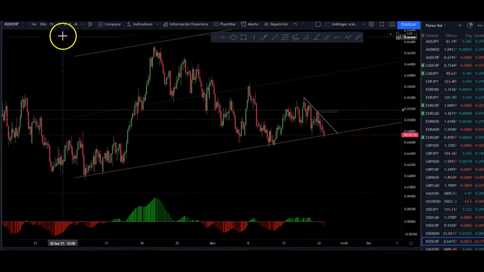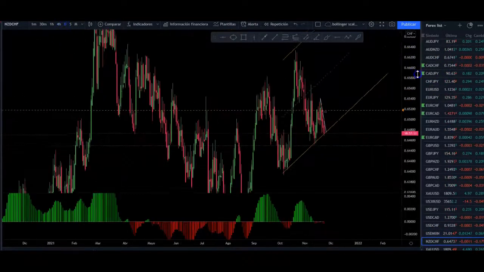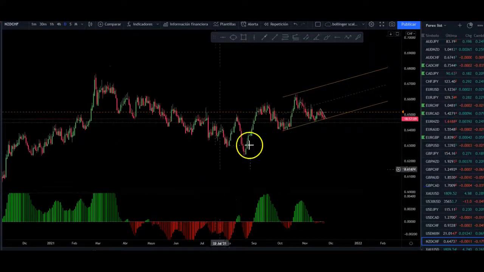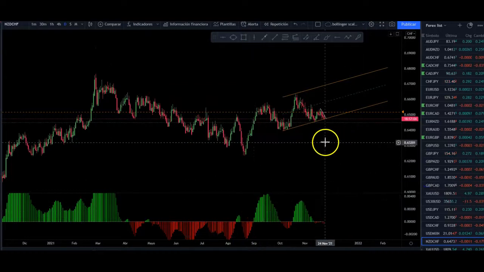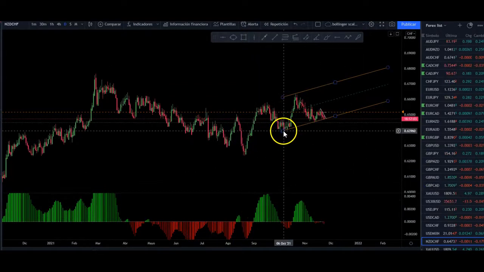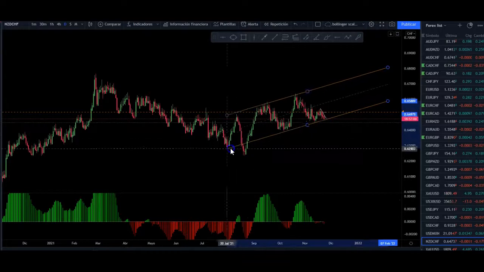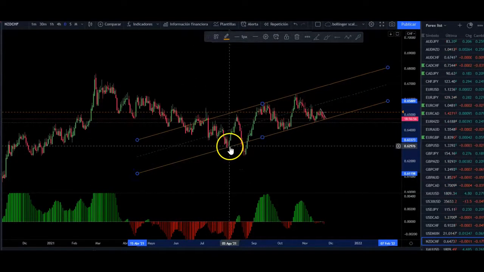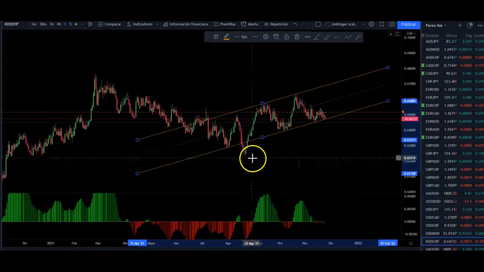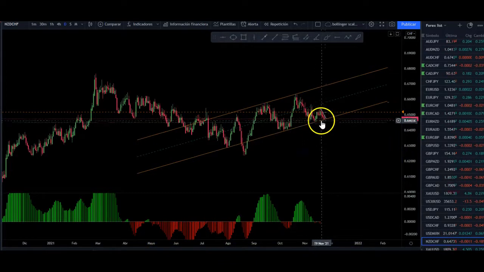NZDCHF real quick. Let's go look at the daily. We are in this channel currently right now, and as you can see, we have one touch right there. And if I extend this like that, you can see that's another touch right there. That was an overshoot, and right now we are right there at that point.